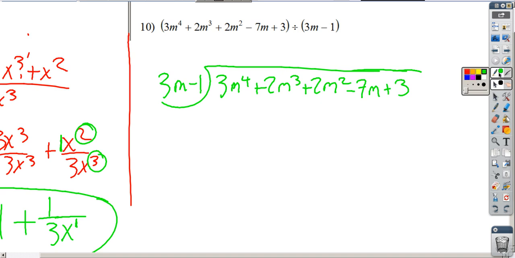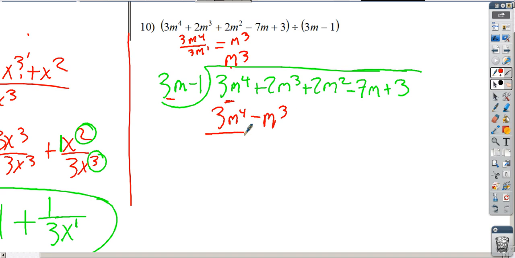And now what we ask ourselves is basically how many times does 3m go into each of these? So how many times does 3m go into 3m to the 4th? Well, that's going to end up being m cubed, so this will go right there. Then we multiply m cubed by each of these. So 3m times m cubed is 3m to the 4th. M cubed times negative 1 is minus m cubed. This is a good sign. If these powers are lining up, m to the 4th, m to the 4th, m to the 3rd, m to the 3rd, that's a correct sign that we're doing it right.